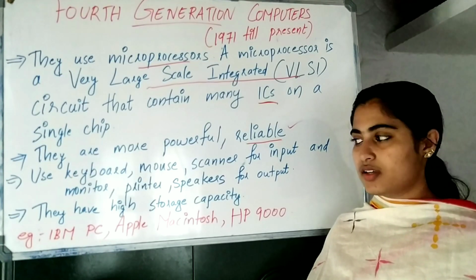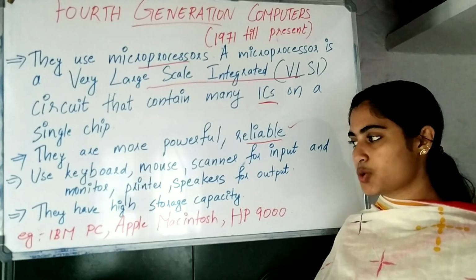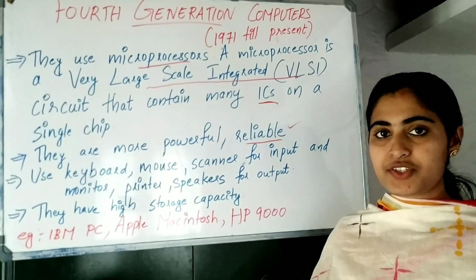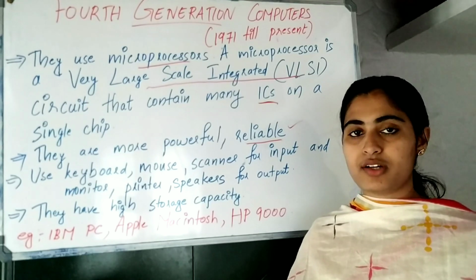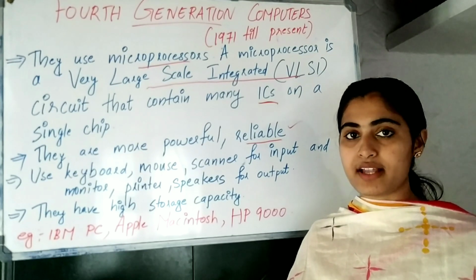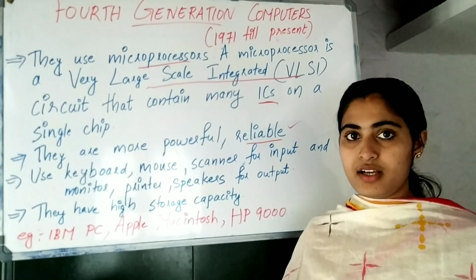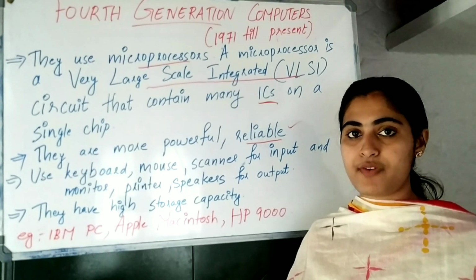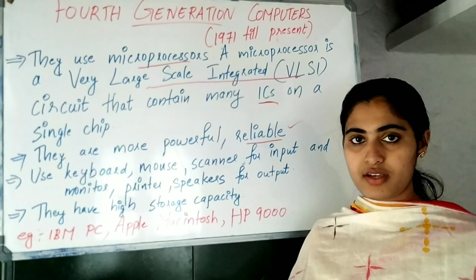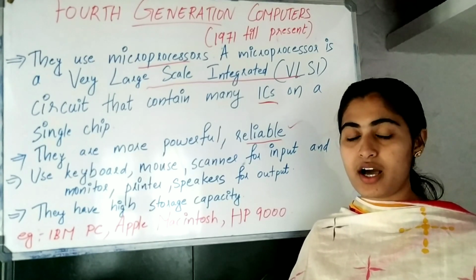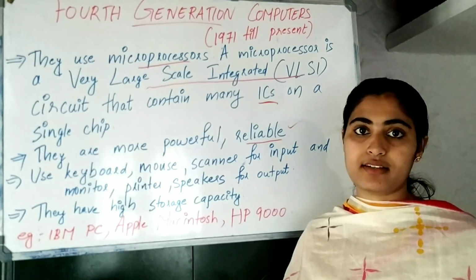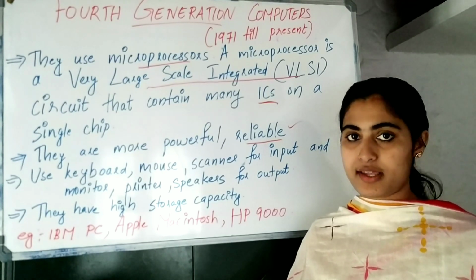And last point is, they have high storage capacity. That is why we are moving from first generation to second generation, then to third generation and to fourth generation. Things become easier and more advanced. The computers become smaller, faster, cheaper, more powerful. The storage capacities are becoming higher. So things are becoming more advanced and easier as we move from one generation to another.